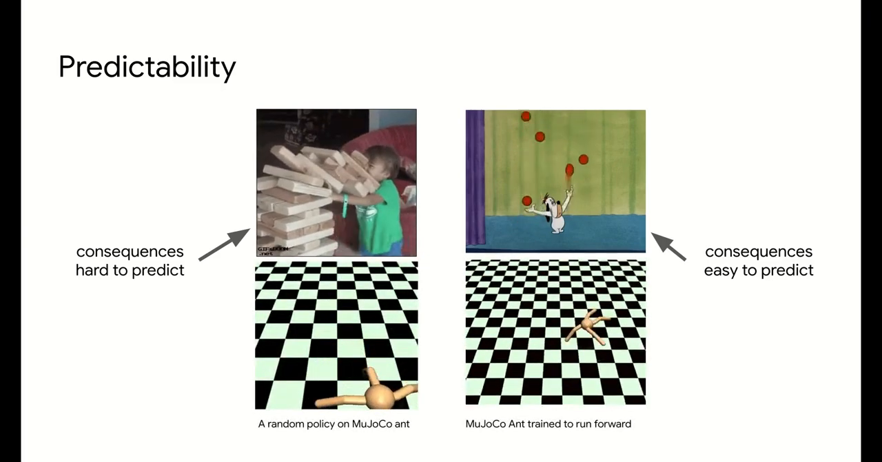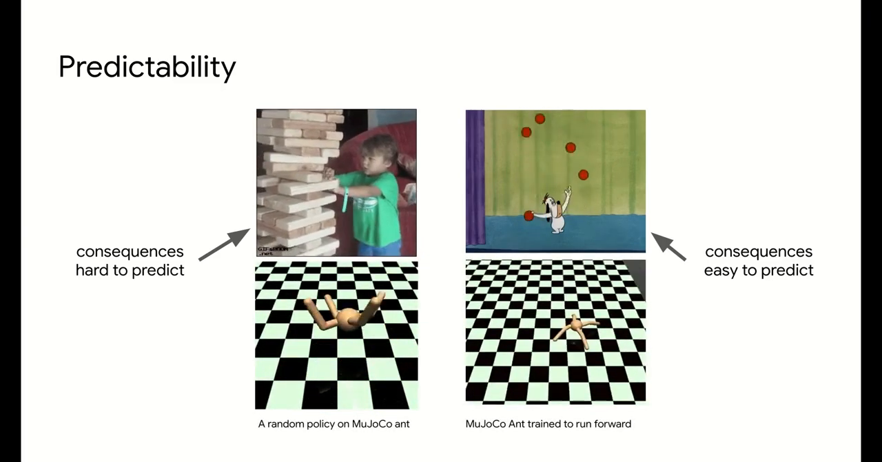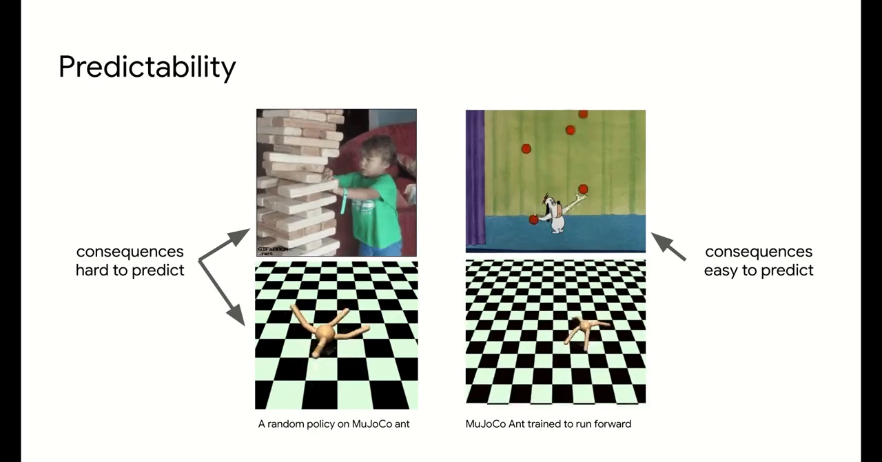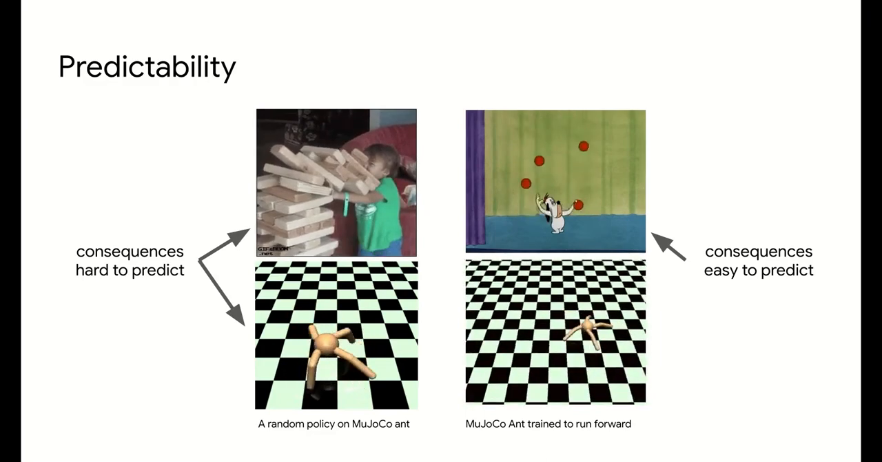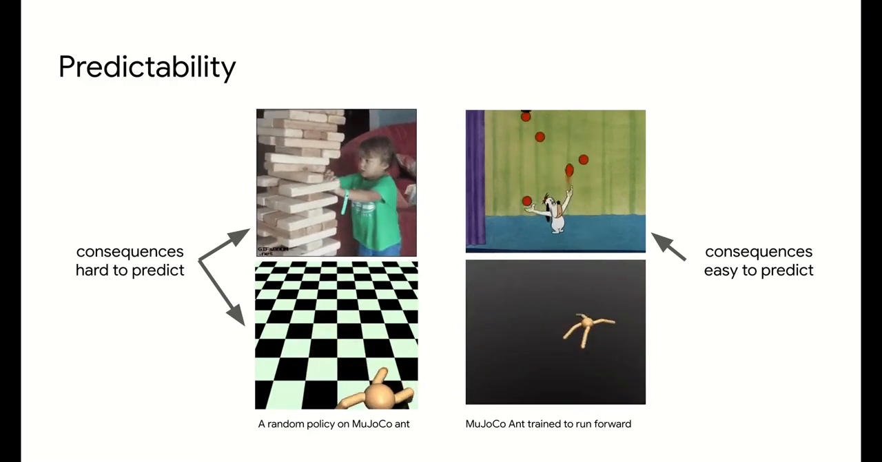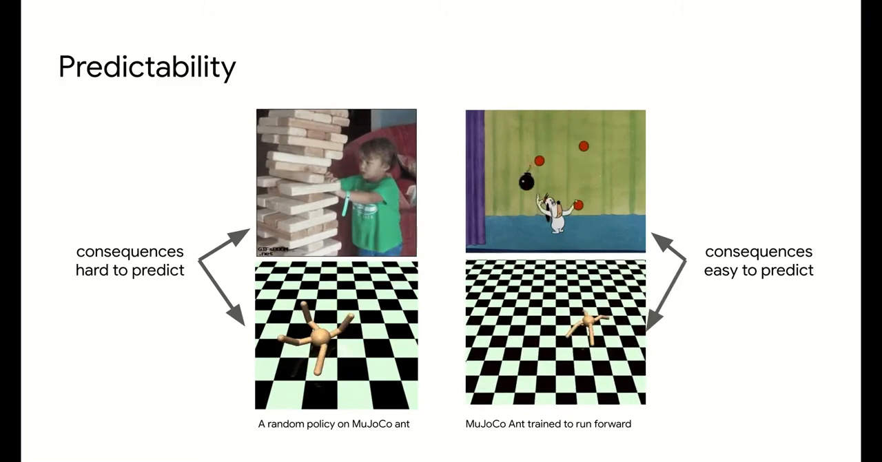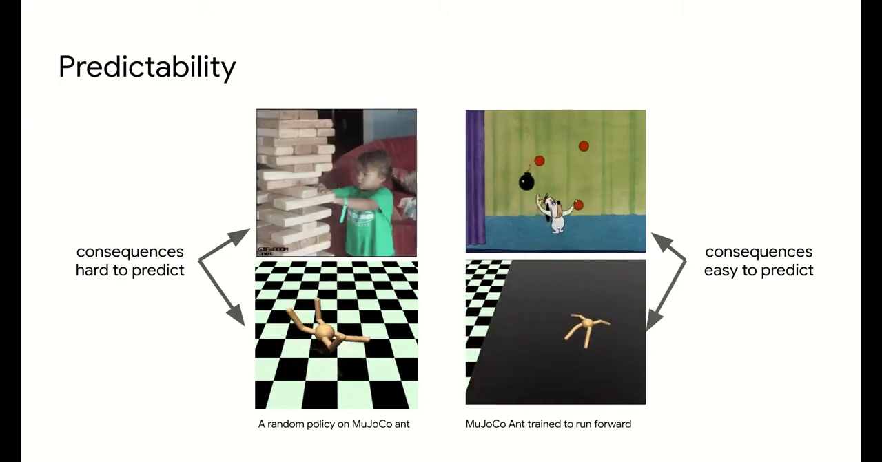This notion of predictability transfers to the more familiar robotic setups as well. In the MuJoCo agent behavior on the left, it does not seem to be a skill because the consequences of the agent's actions are not predictable, while on the right, the agent seems to have a systematic gait with predictable transitions.